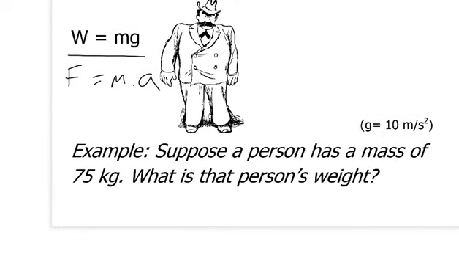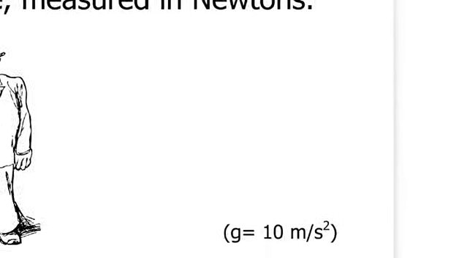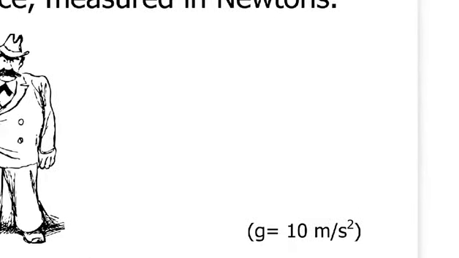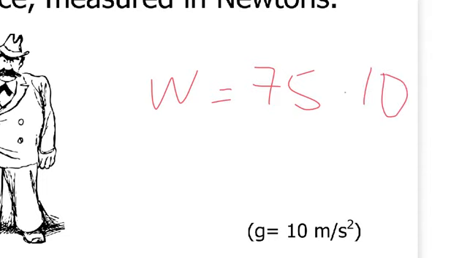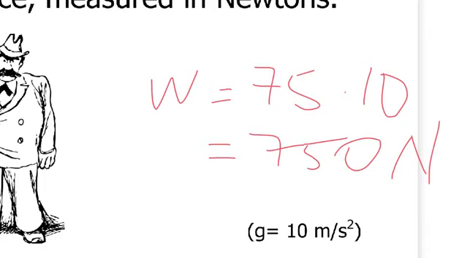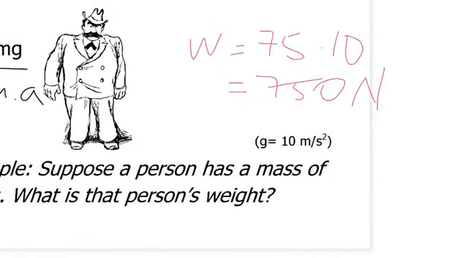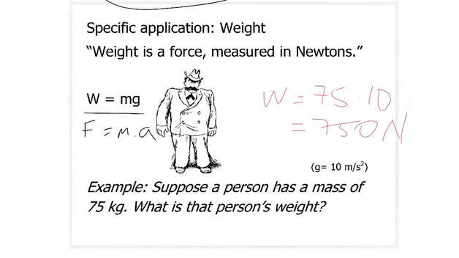So here's an example. Let's suppose this guy here has a mass of 75 kilograms. Then the question is, what is his weight? We can solve that rather quickly right up here in this blank space. Weight is equal to 75 kilograms times g, which is 10. So the weight there is going to be 750, and the unit of force is newtons. So 750 newtons is this guy's weight if he has a mass of 75 kilograms. All right. We're trucking along. We're covering lots of territory.